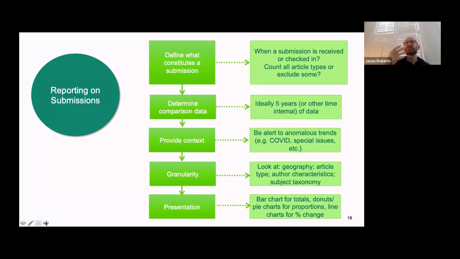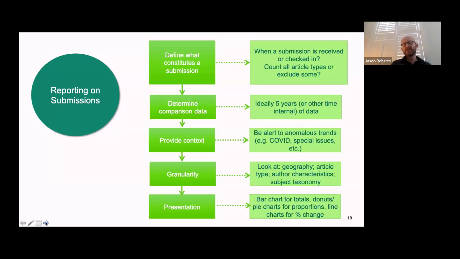But also, be alert to other things. Maybe there was a huge push for special issue papers, and that might have changed what was going on. I had one journal that offered 50 free waivers as an open access journal. Well, that year, as you can imagine, the number of submissions went through the roof.